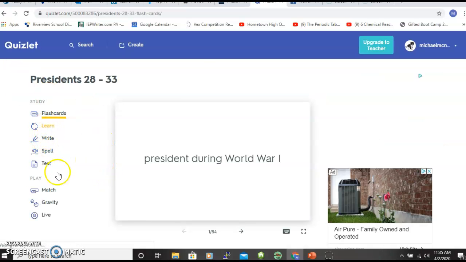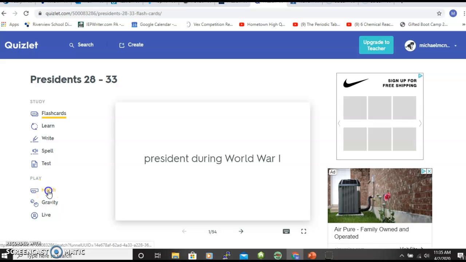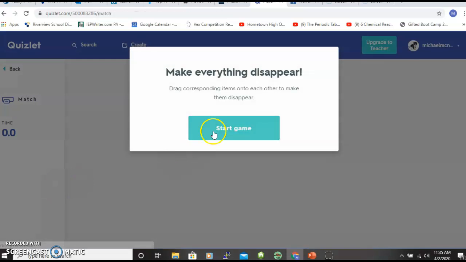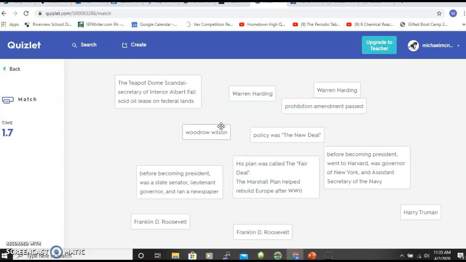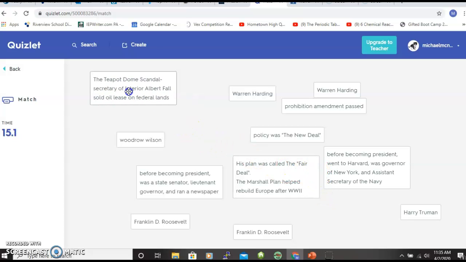After using learn, we move on to matching. Match is exactly what it says it is. It gives you clues, in this case, or it gives you answers like Woodrow Wilson, and it gives you, let's try, the Teapot Dome scandal is a clue, and Warren Harding is the answer. Similar to multiple choice, we get to see the clue and the answer together, but it's even better.